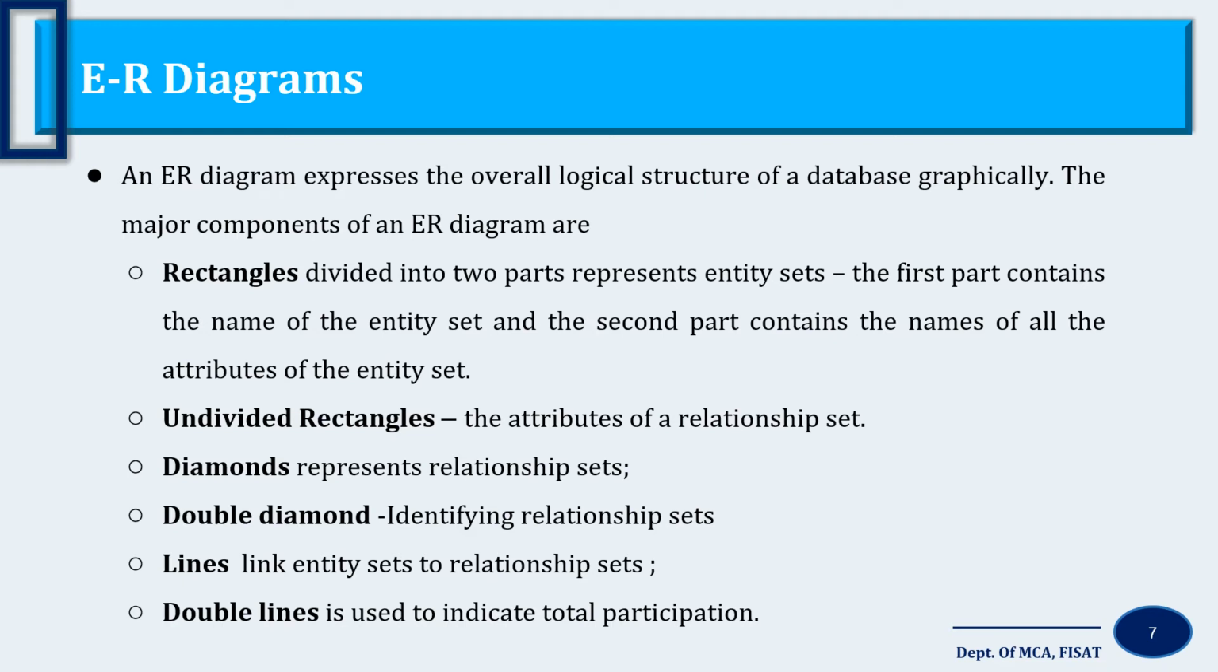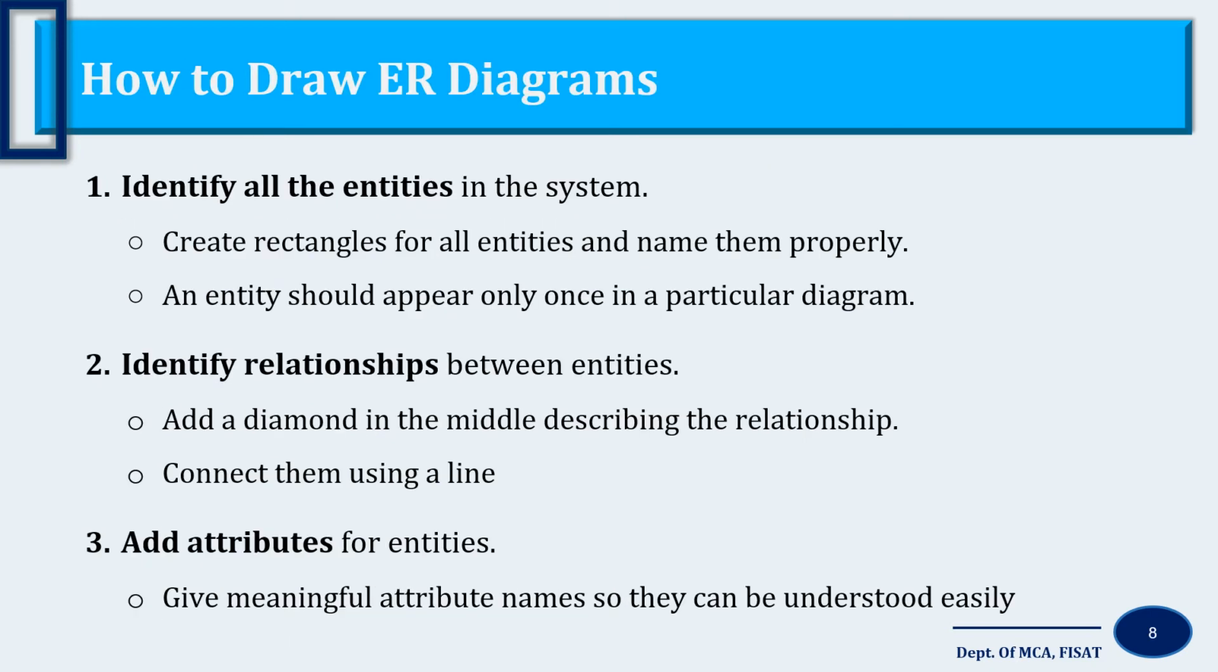Diamonds are used for representing the relationship sets. Double diamonds are used for representing the identifying relationship sets. Lines are used for linking the entity set to the relationship sets, and the double lines are used for indicating the total participation. So these are the major components of an ER diagram. We are discussing the crow's foot notation. Now let us look into how to draw an ER diagram.